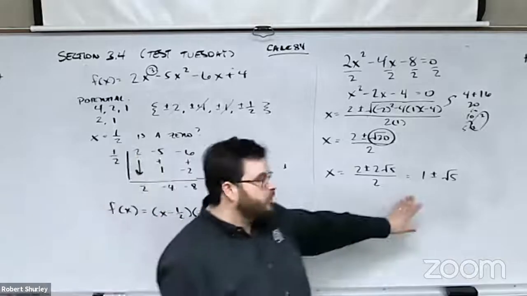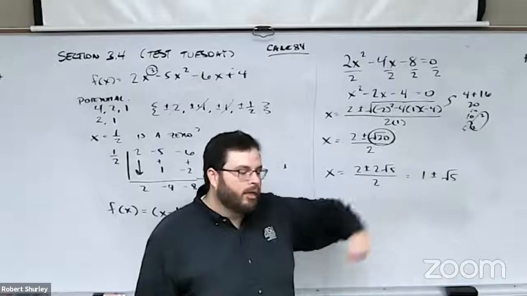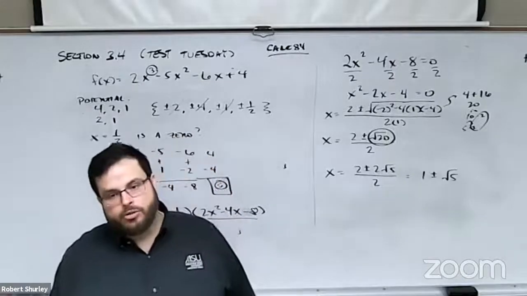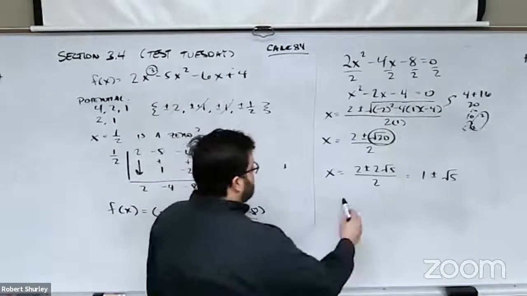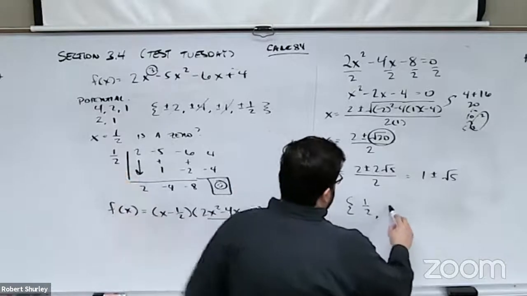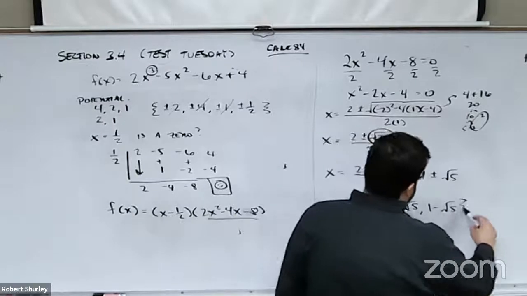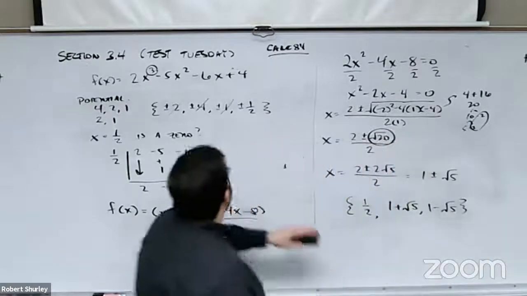If you wanted to find those actual numbers, I'm out of time now, but it'll be where our line crosses at those other 2 spots on the graph. So our zeros for this example were 1/2, 1 plus the square root of 5, and 1 minus the square root of 5. Okay?